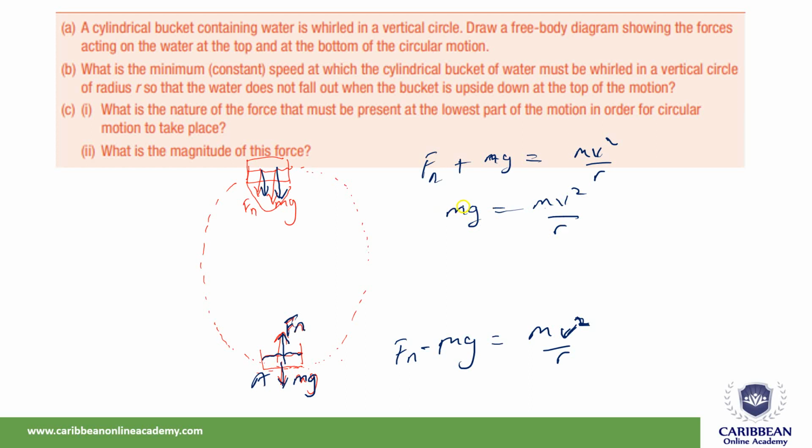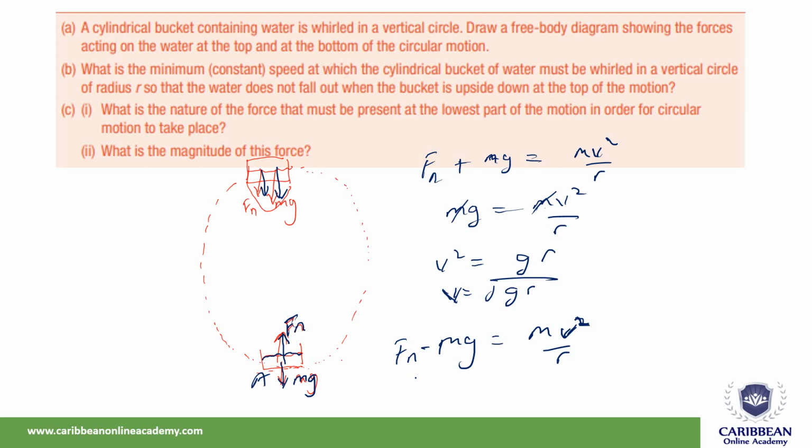So we could cancel out the m's. We want to find this minimum speed. So in essence, we're just coming up with an equation. We can say v squared is equal to g times r. We want to find v, so in essence, we're saying that v is equal to the square root of g times r. So this would tell me the minimum speed that will be required for us to spin the bucket at the top so that the water doesn't fall out. Okay, so that would be the minimum speed that the bucket must be going at so that the water doesn't fall out.